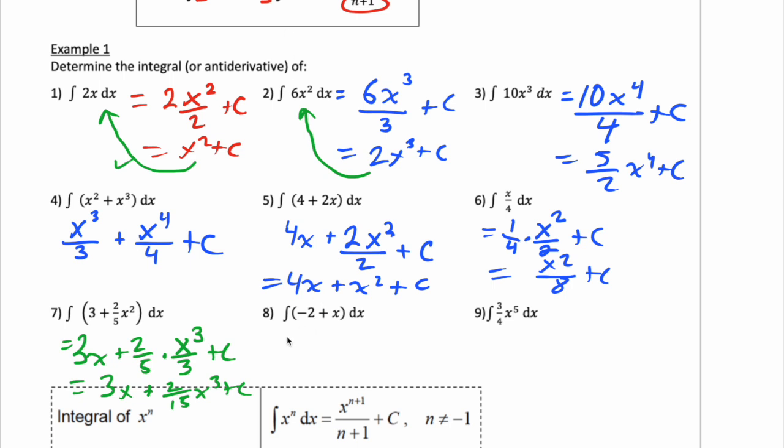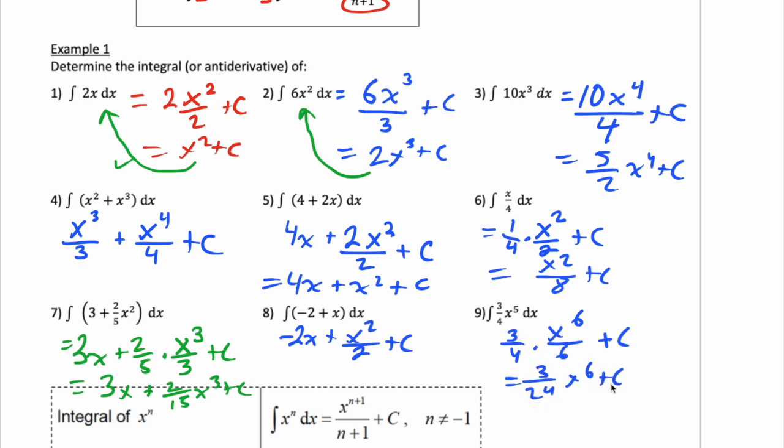Same here. Constants become times x. Increase this exponent by 1 and divide by that exponent. And the last one, same thing. Increase the exponent by 1, divide by the exponent. So it is 3 over 24 x to the power 6 plus c.